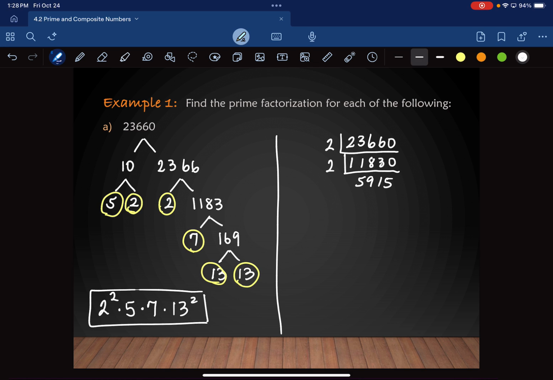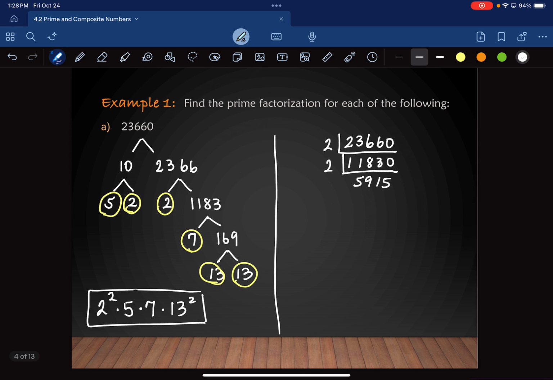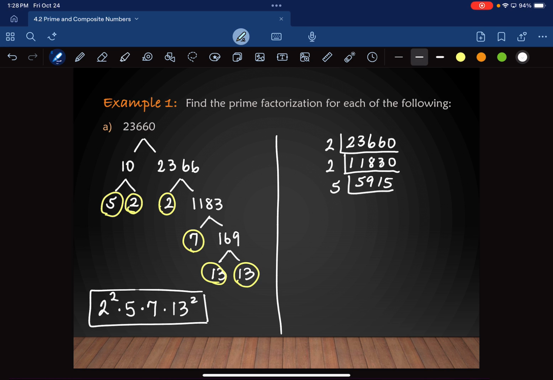No. So then we go to the next prime number, 3. We'll add these digits together, 5915. What happens if I add those together? You get 20, right? And that doesn't work. So 3 is not good. So we've done 2, it's not going to work. We've done 3. The next prime number is 5. Does it divide by 5? Yeah. So we'll divide by 5. So what is 5915 divided by 5?